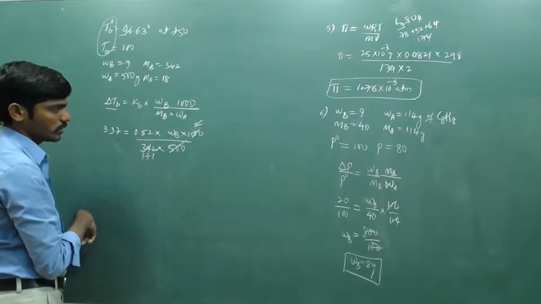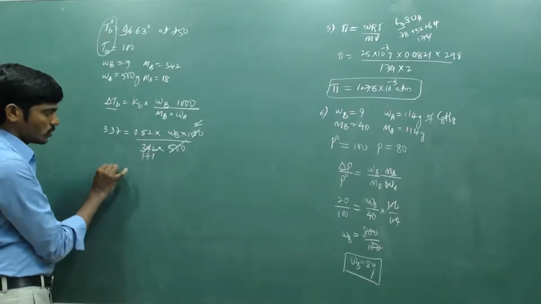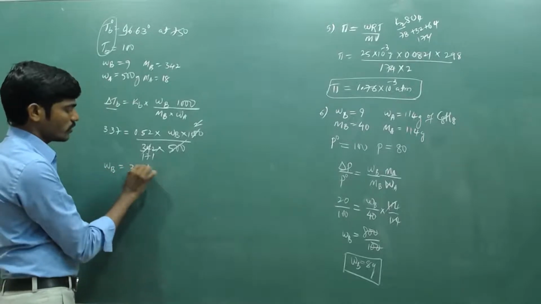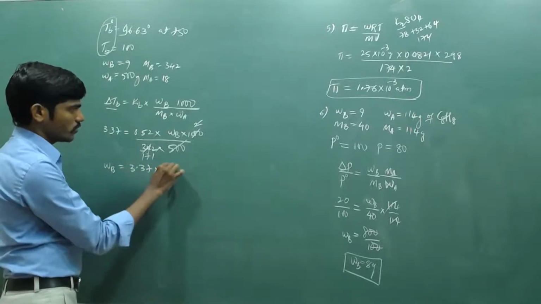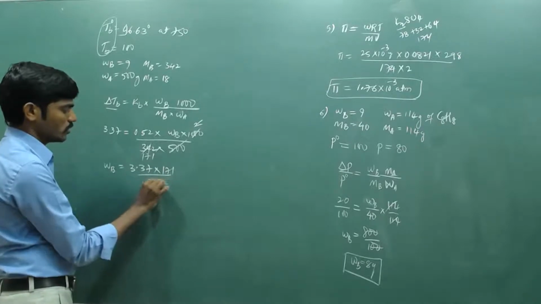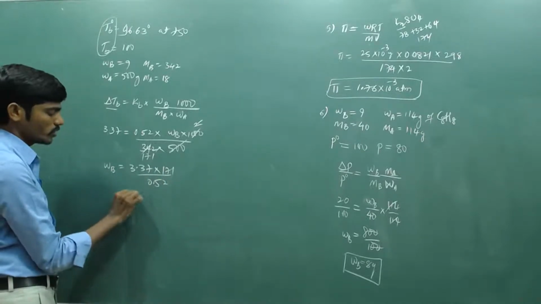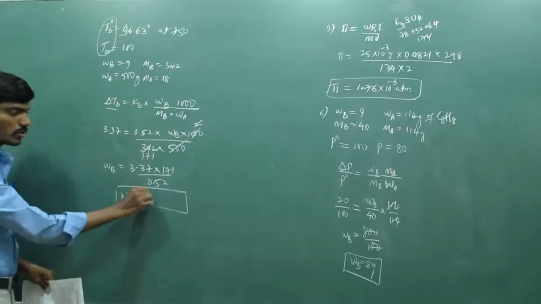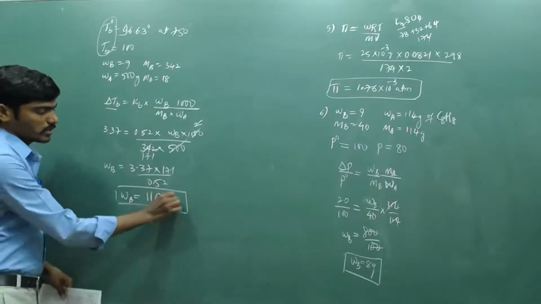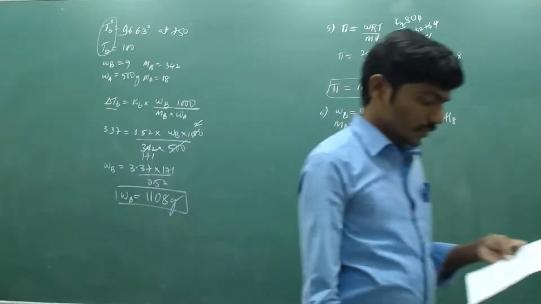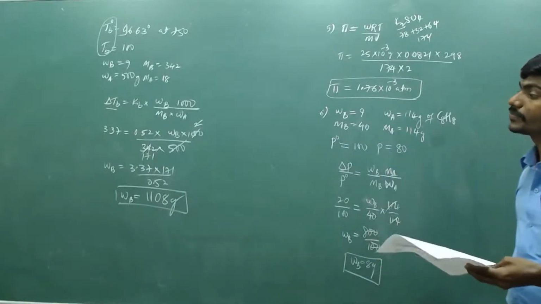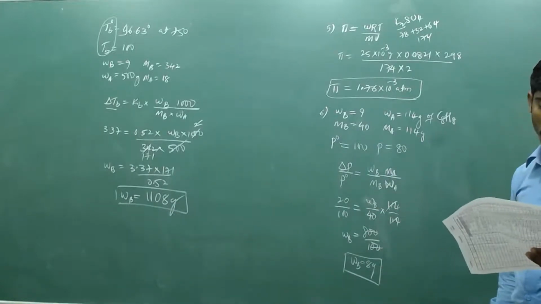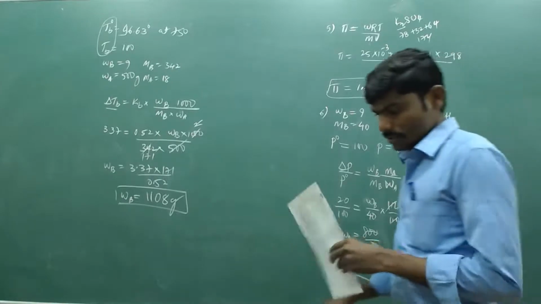So WB is equal to 0.37 into 171 divided by 0.52. So therefore WB is equal to, solve this. This is 171 into 37 divided by 52, which means 121.8. Let me check. Yes, 121.8 grams. The next problem.